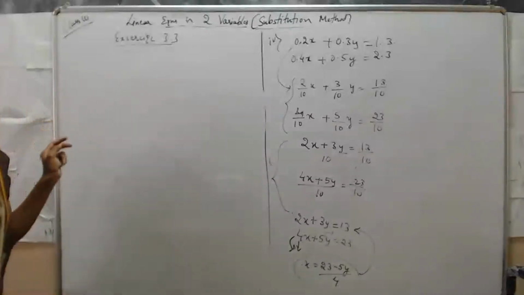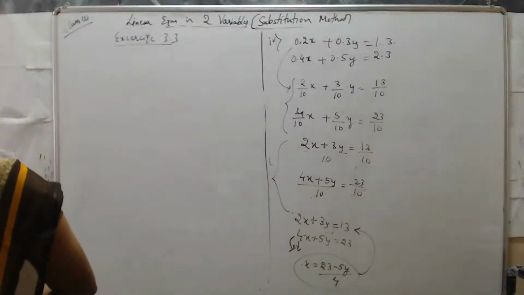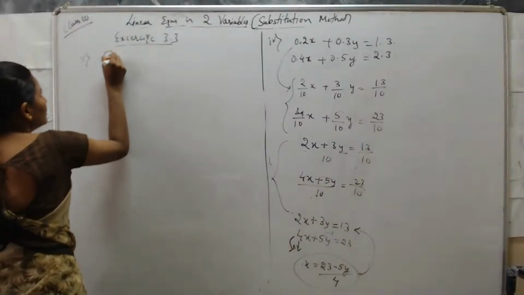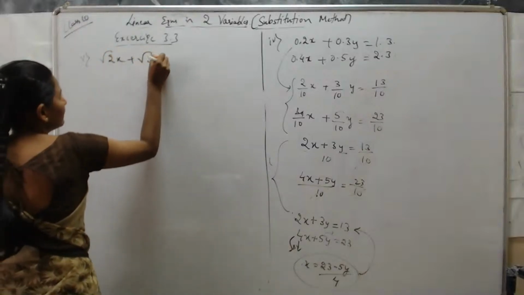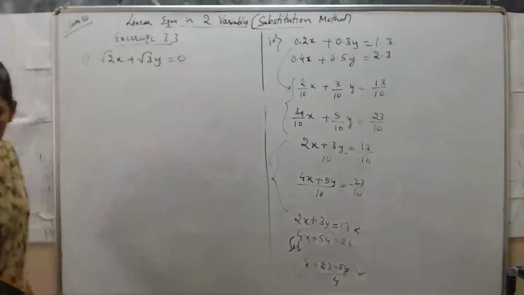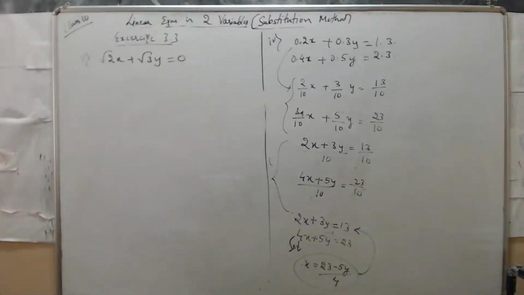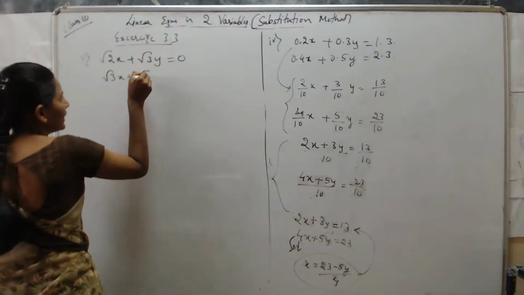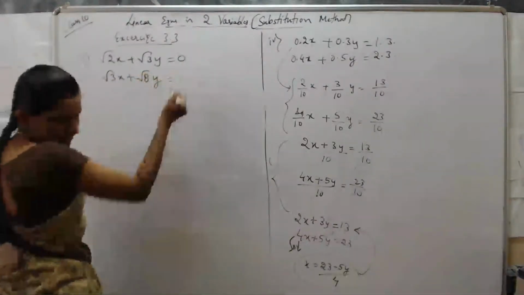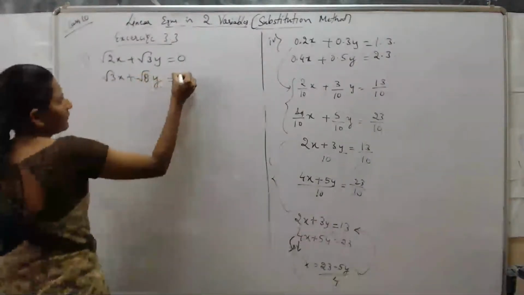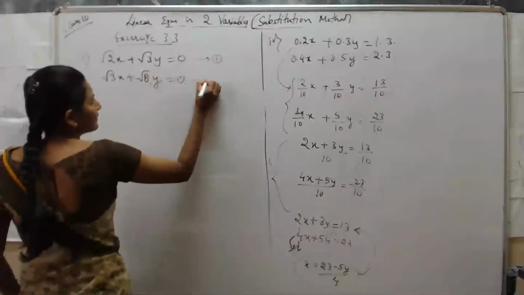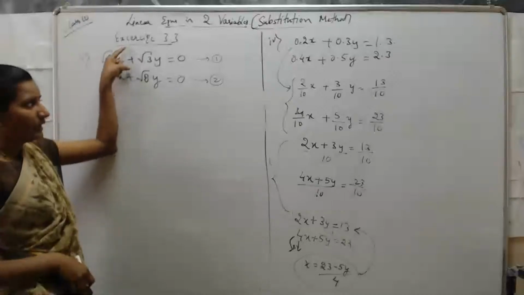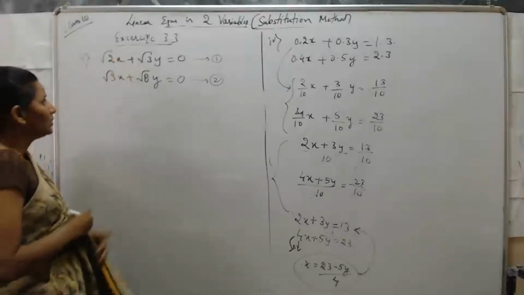Next question. First one: root 2x plus root 3y is equal to 0. And also root 3x plus root 8y is equal to 0. Take this equation as 1 and this equation as 2. Derive the x value from either of the two equations.